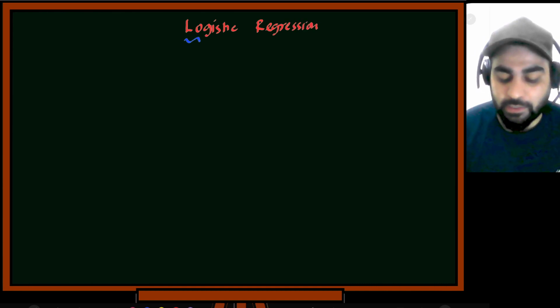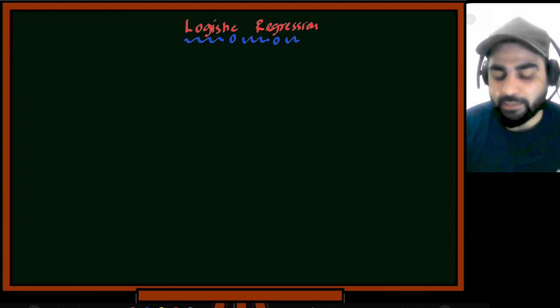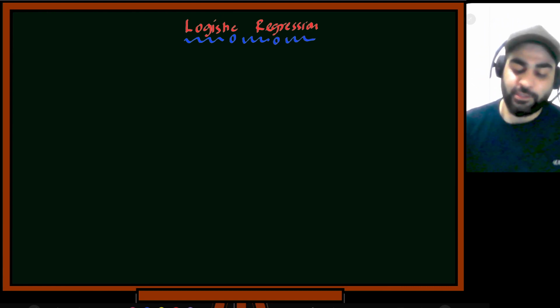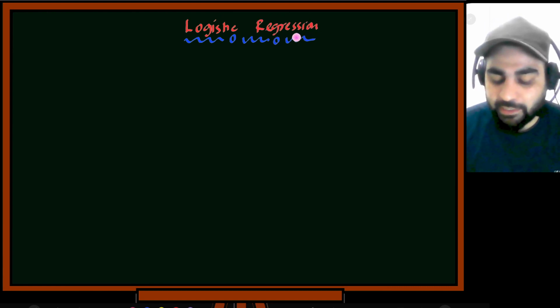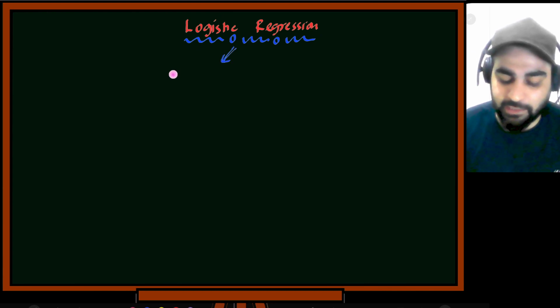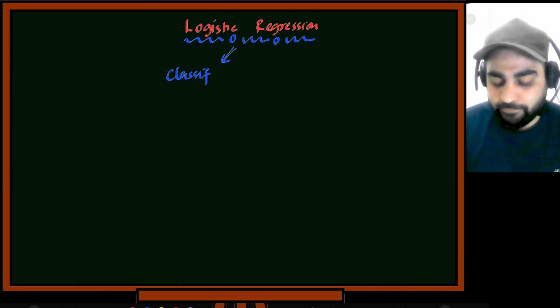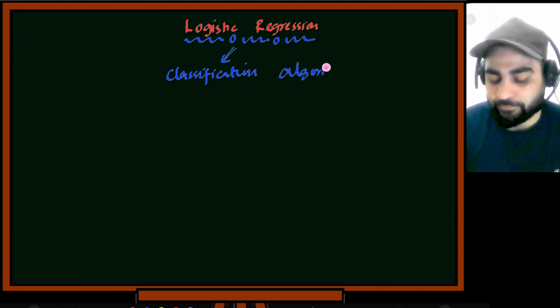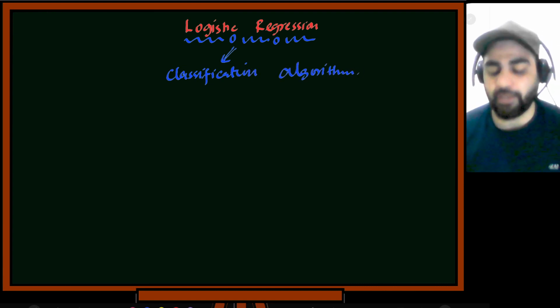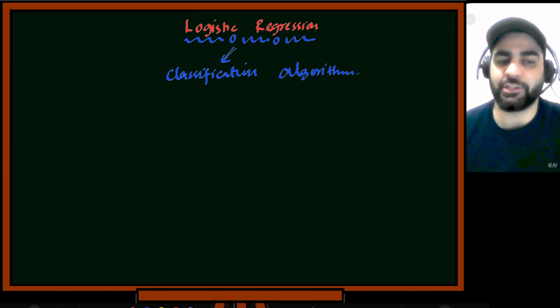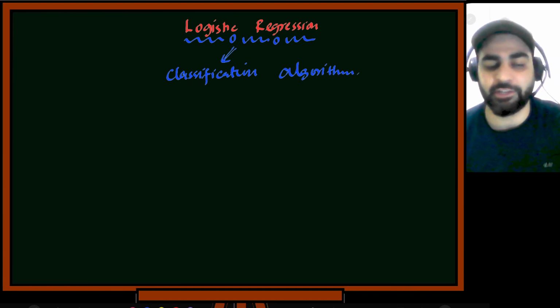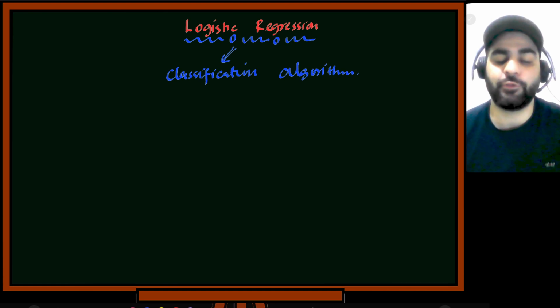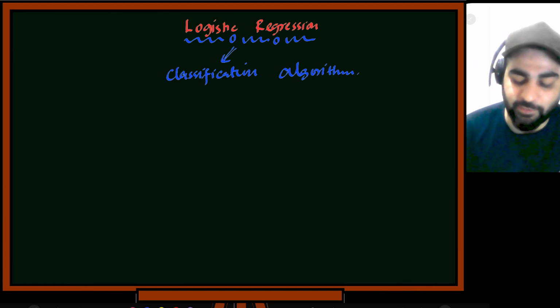This logistic regression again is an algorithm in classical machine learning. So do not get confused with this regression term. This basically is a classification algorithm. You have also seen linear regression, which was a regression algorithm, but logistic regression is a classification algorithm. Just revising what classification is.